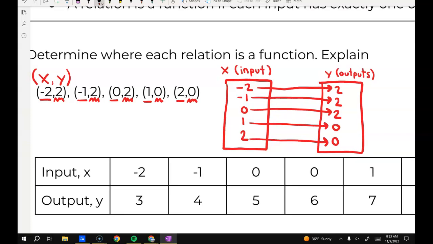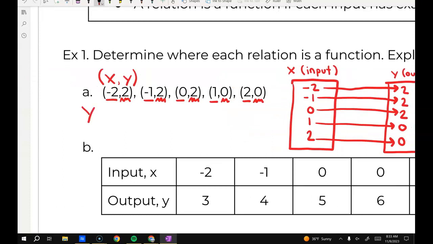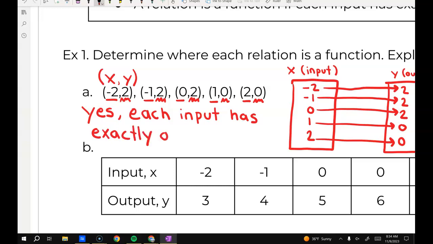To explain, it could just be short. You could say yes, comma, and then your explanation. State the definition: each input has, and then we're going to use exactly one because that's the definition, output.